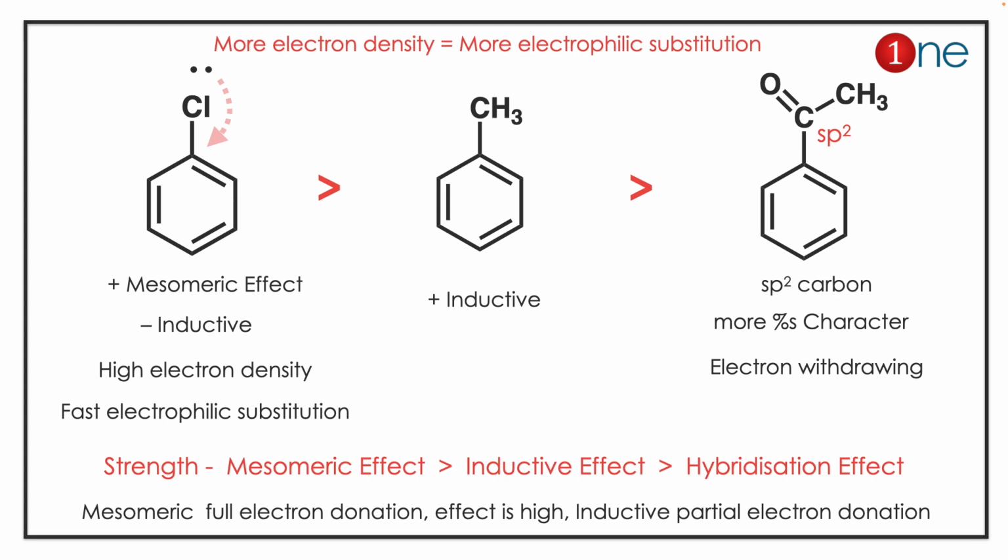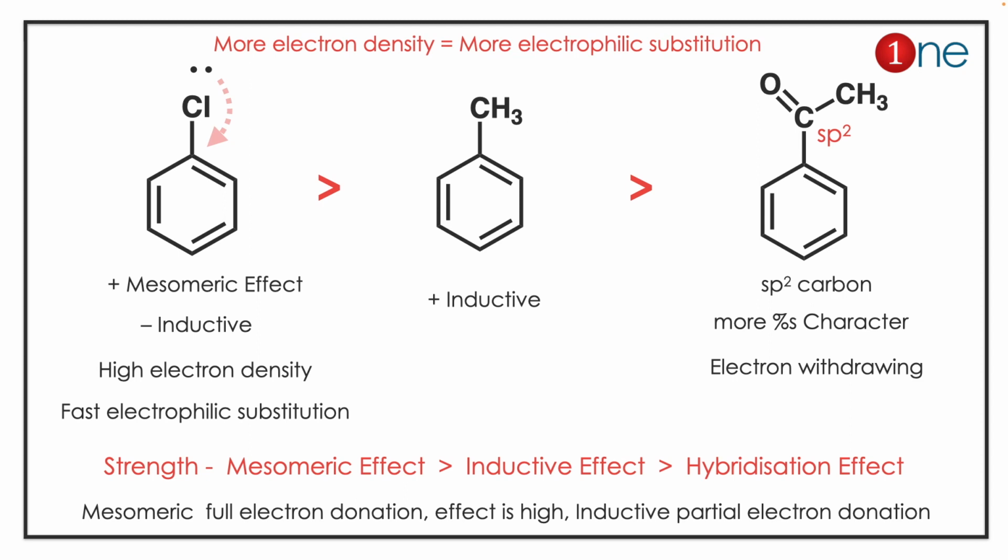Toluene has only a positive inductive effect. Methyl donates the electron. And you have methylphenyl ketone, where CO is attached to benzene, which is sp2 character. The more s character, the less electron density. So the ketone has the least electron density, methyl has a positive effect, and the mesomeric effect is only by chlorine.